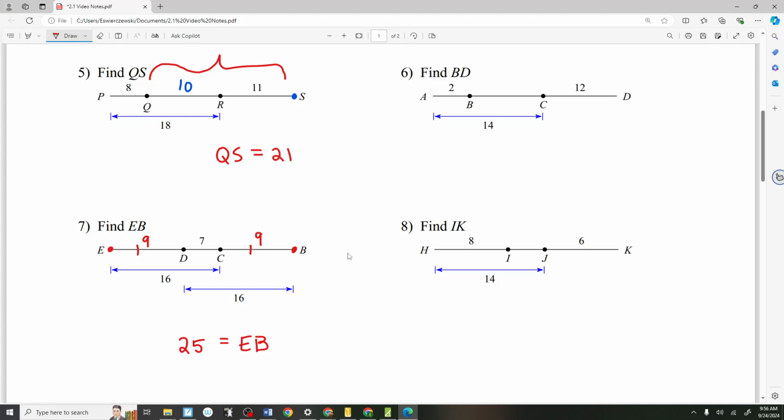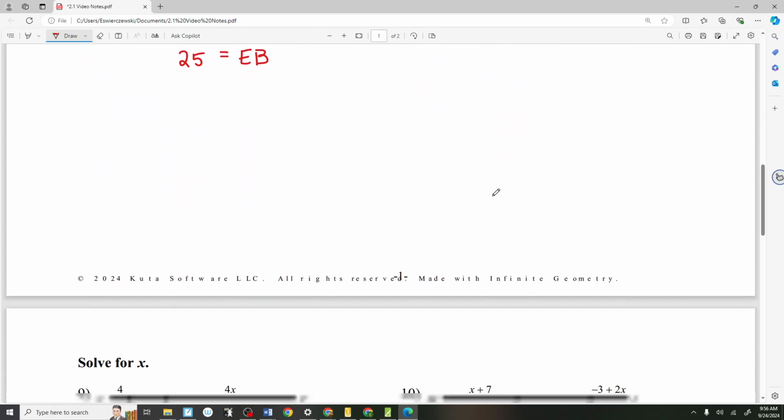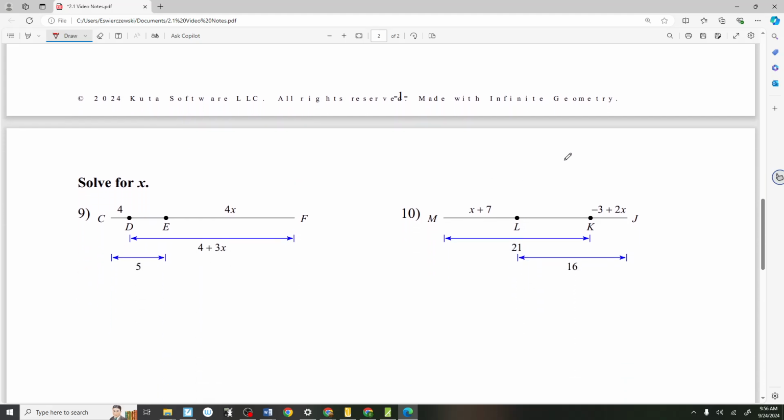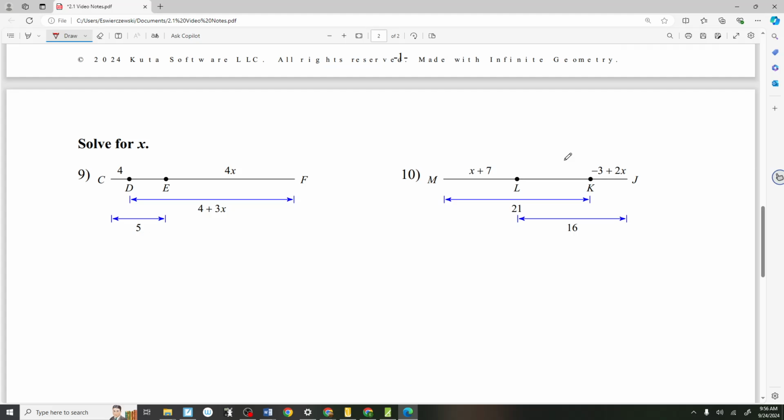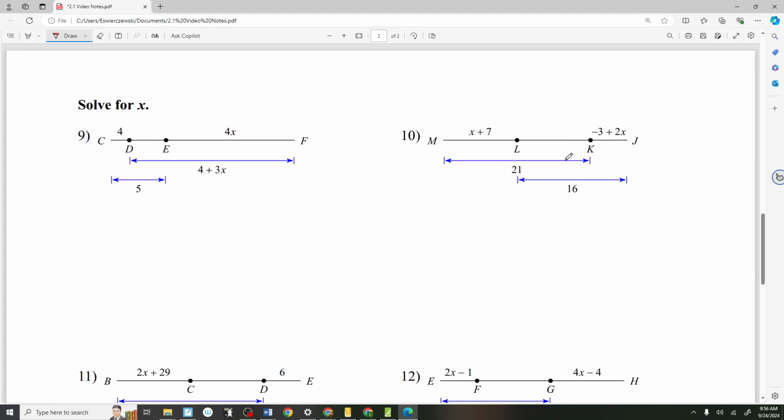You know what? I'm going to keep this video a little shorter. I think you'll be able to do numbers 6 and 8. I'm going to go to the back side where they get a little trickier with some variables. So let's take a look at number 9. Once again, I encourage you, as always, to pause the video and try it on your own first.